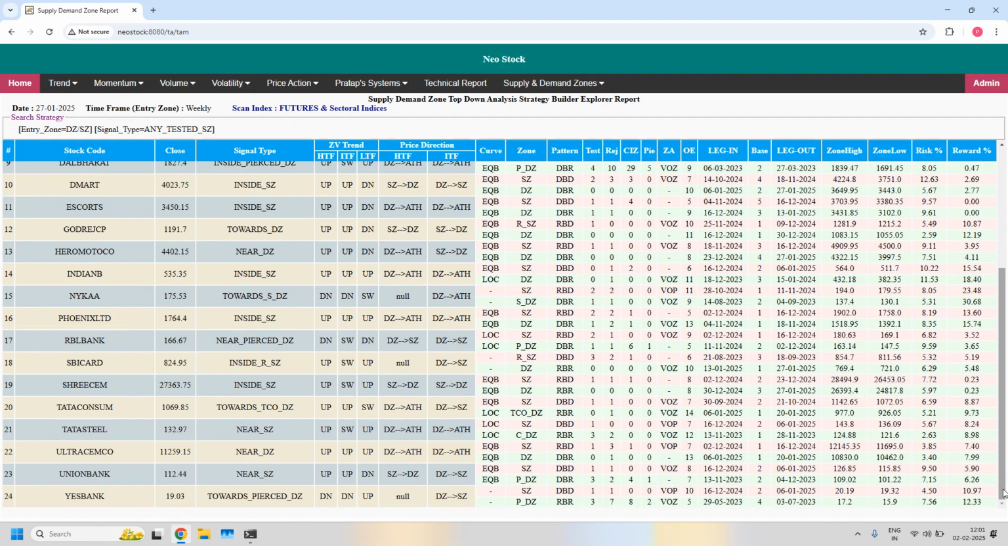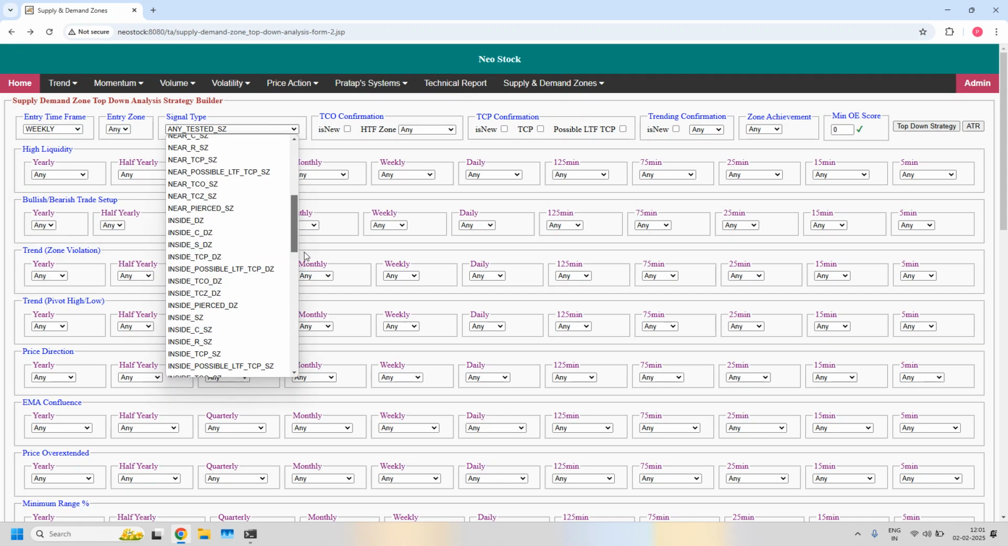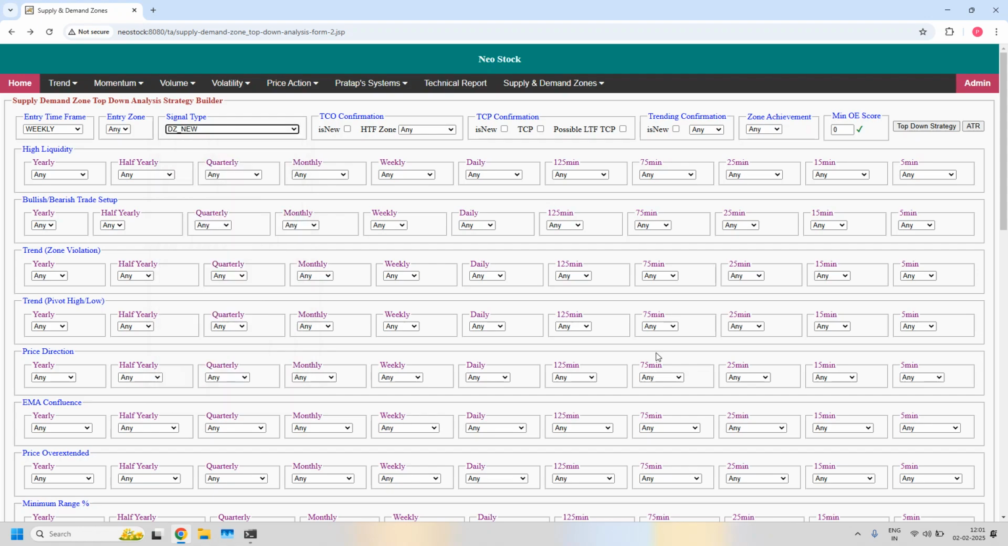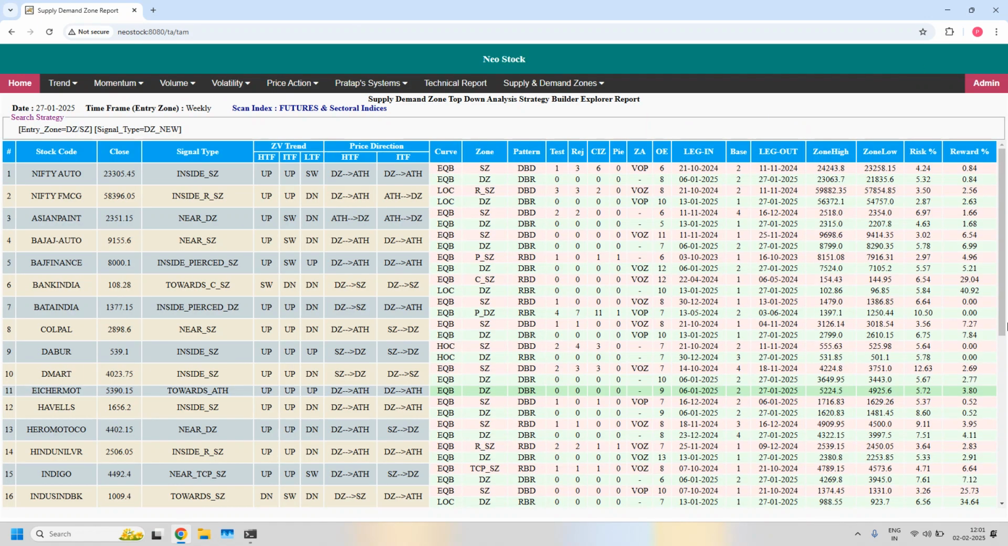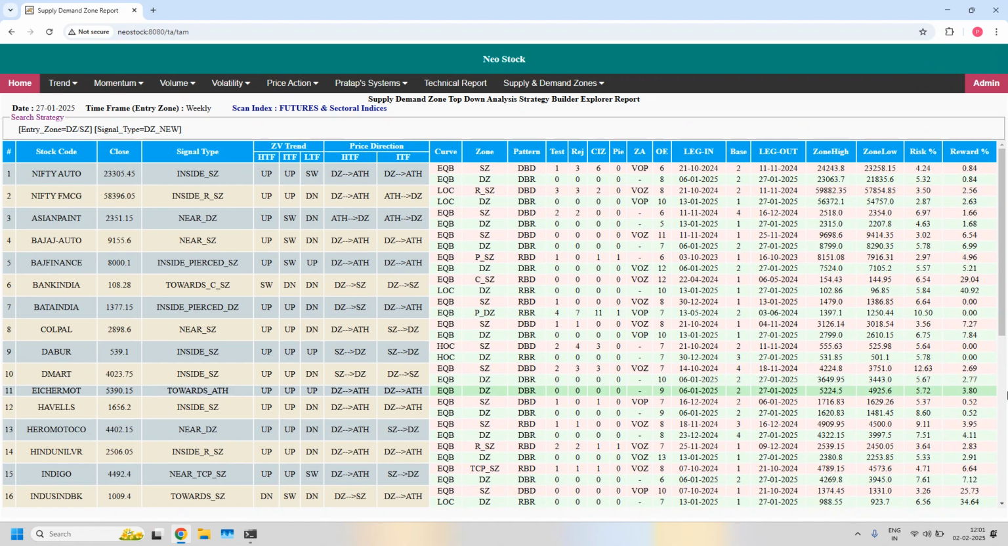Okay, next let us find newly created weekly demand and supply zones. So, weekly time frame, let us find stocks having newly created weekly demand zones. So 33 stocks are having newly created weekly demand zones. That indicates good strength for increasing demand. That is what you have to observe.